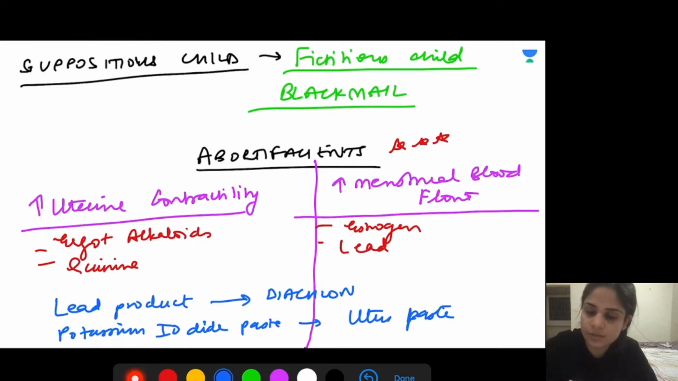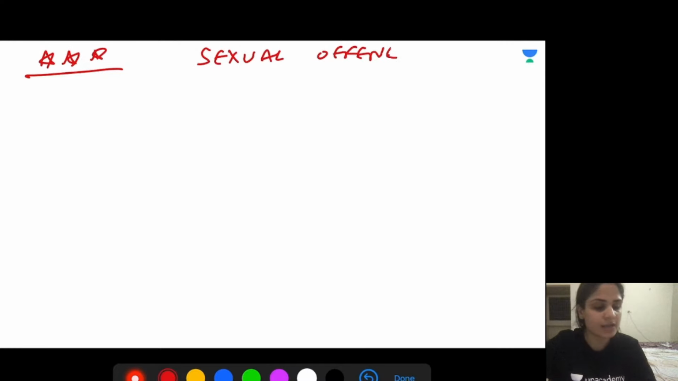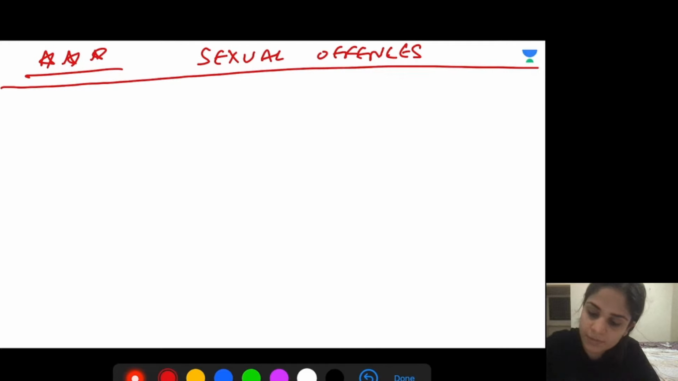Again another super duper important topic about sexual offences. Now it's become even more important because of everything that's happening in the world. Okay, so sexual offences they ask for nearly every alternate exam. So I will be again posting some definitions and you will tell me what are those.